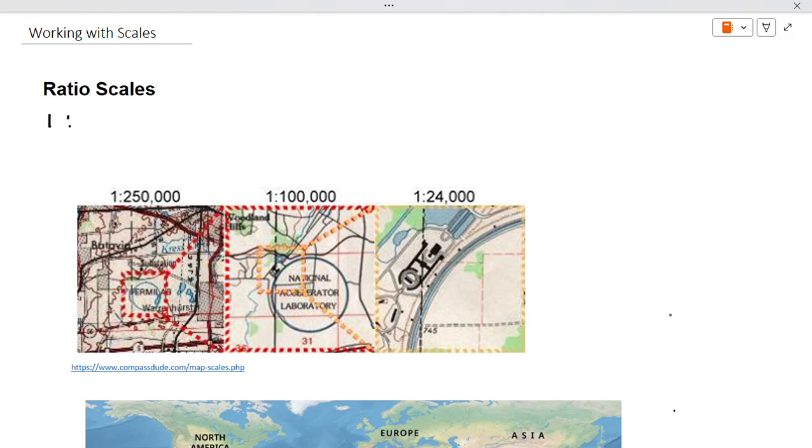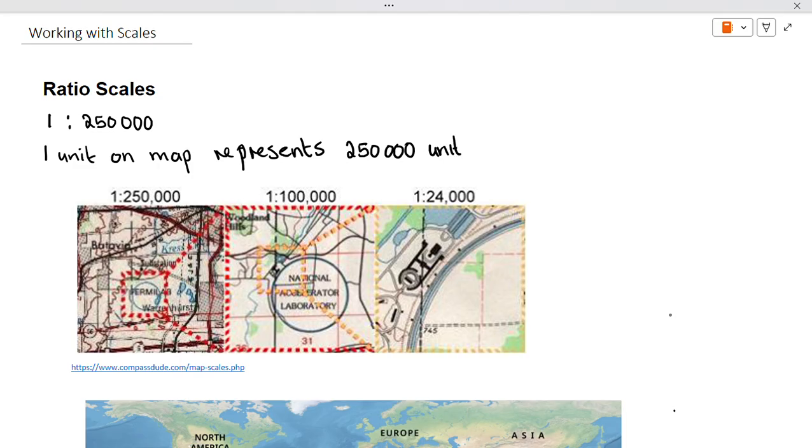Now what I'd like you to know here, and they ask this question quite often, is if you have 1 to 250,000, you could be asked, what does this mean? And your answer would be: 1 unit on the map represents 250,000 units in reality. So in real life, basically.